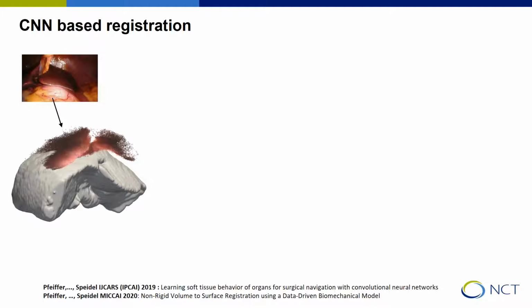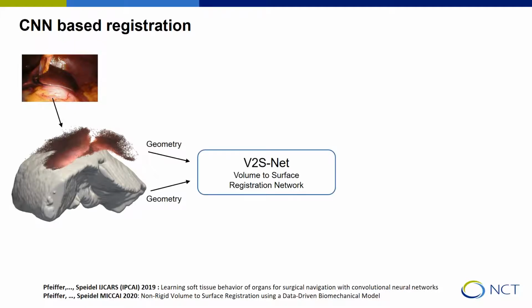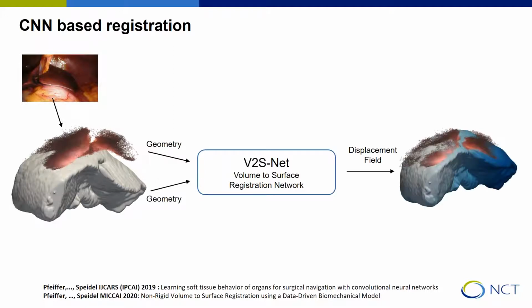So the idea here is that you reconstruct the surface based on the stereo laparoscope we have, for example, from the Da Vinci surgical system. And we have the geometry from the preoperative model. And then we feed this in our volume to surface registration network. And what we get out of it is the displacement field in real time. So we can register the surface and the preoperative model. And it works directly on the geometry. So we don't have to solve the correspondence problem.